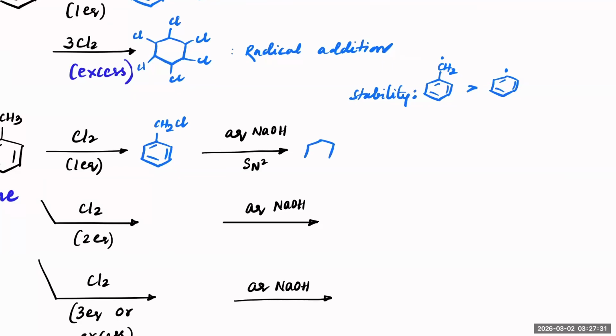And with aqueous NaOH, chlorine will be replaced by OH. So you will get CH2OH, known as benzyl alcohol.